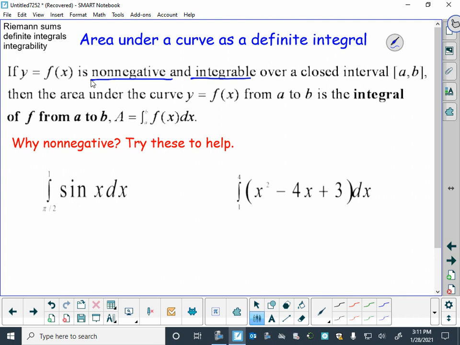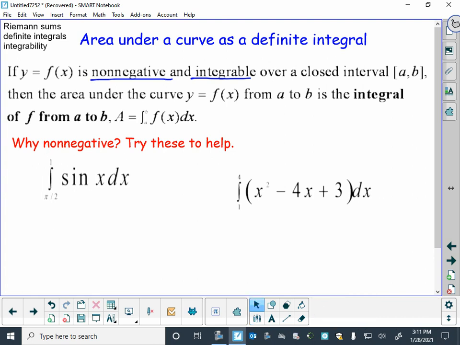Okay, and it's important for this to be the non-negative thing, and we're going to take a look at that. Toward the end here, we're going to look at some of these properties and how that impacts things. But if we were to look at the definite integral from pi over 2 to 1 of sine x dx, I've got a couple of these pulled up, and we're going to take a look at them and see if we can understand what is happening.